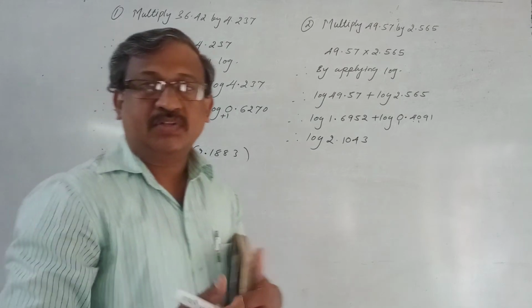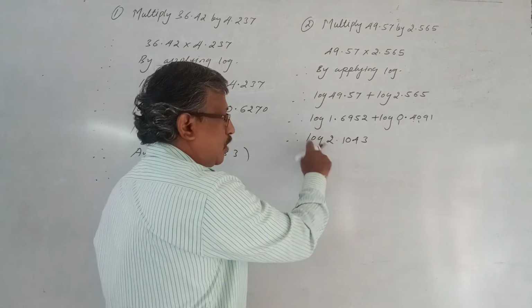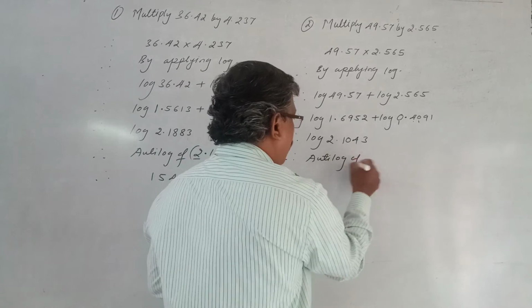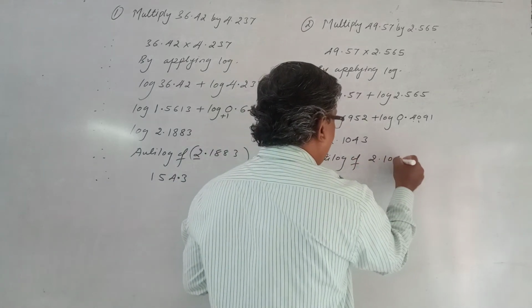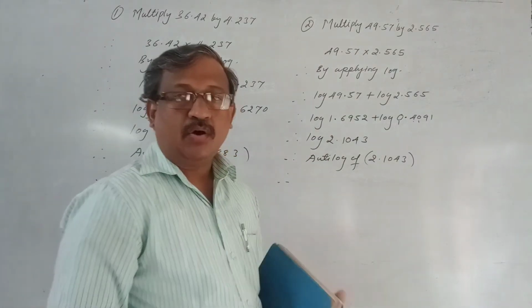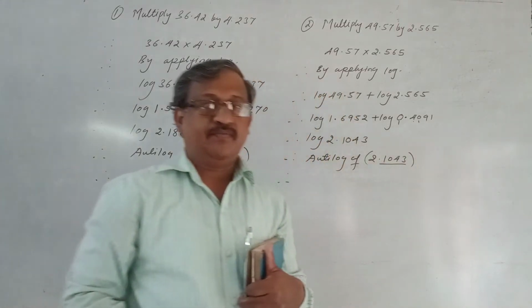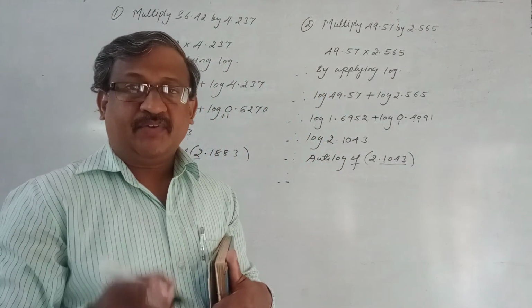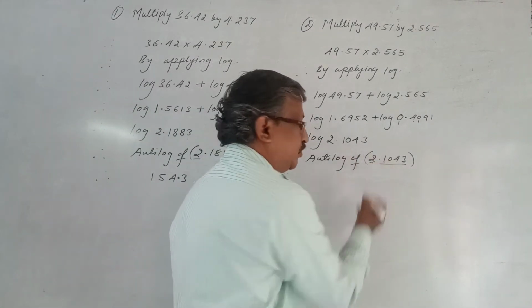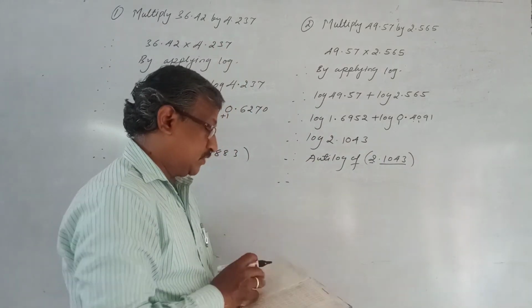Now what I want is the result, I want the answer, and whenever you want the answer you have to go for anti-log. So see the anti-log of this log, we get the answer. Now go for anti-log. So here you have to write anti-log of 2.1043. So how to see the anti-log? Always we have to refer to the fractional part. By referring to the fractional part, you find the value from the anti-logarithm table, and the characteristic is used for placing the decimal point, right? So let's see the anti-log first.